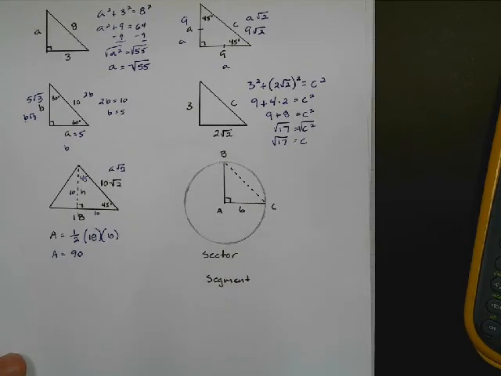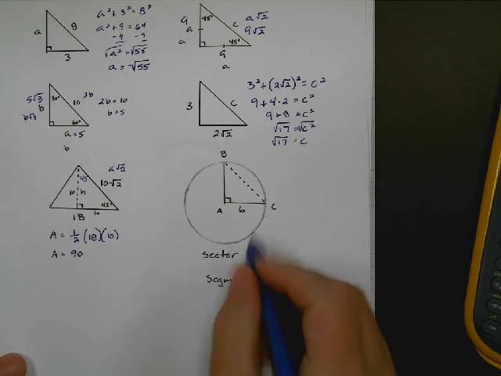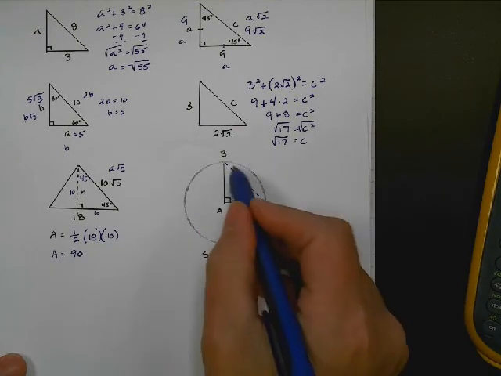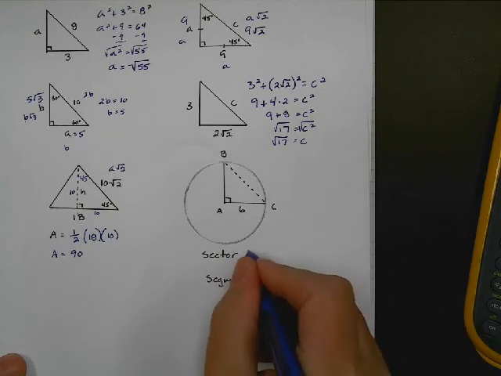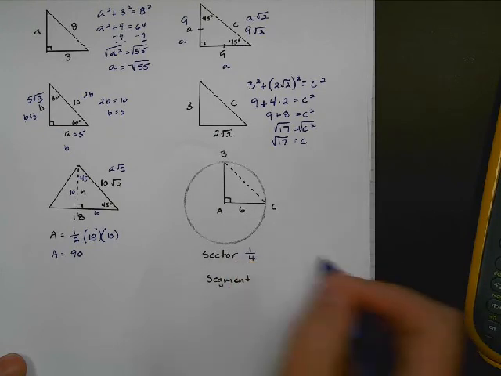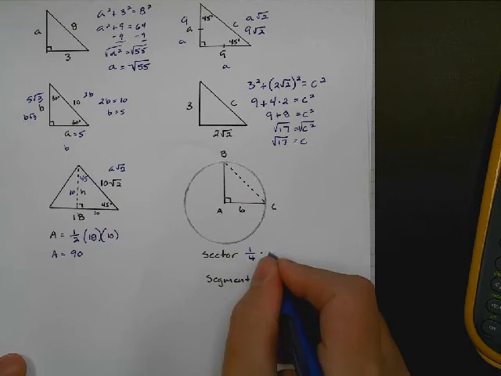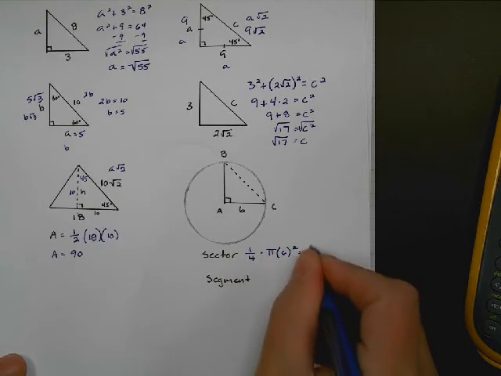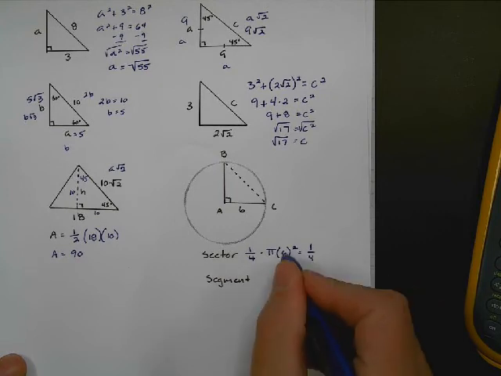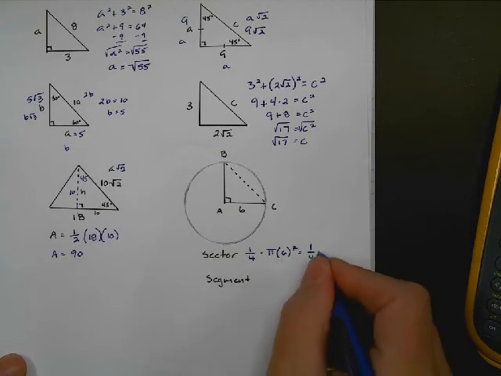For this one, we want to find the sector area. Okay, so this is 90 degrees, so the sector would be all of this section here. So this would be 1/4 of the whole circle. And then we do times pi times 6 squared. So we're going to have 1/4. 6 squared is 36.